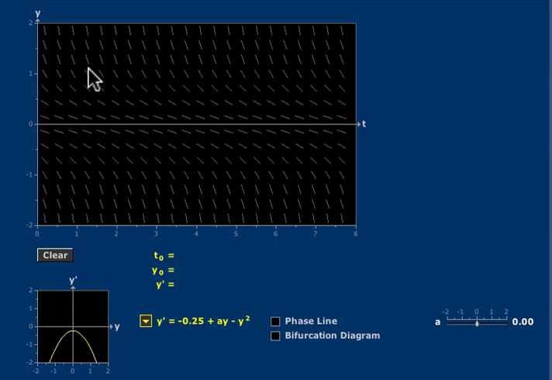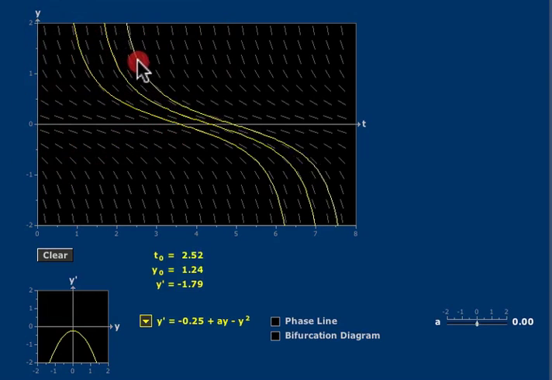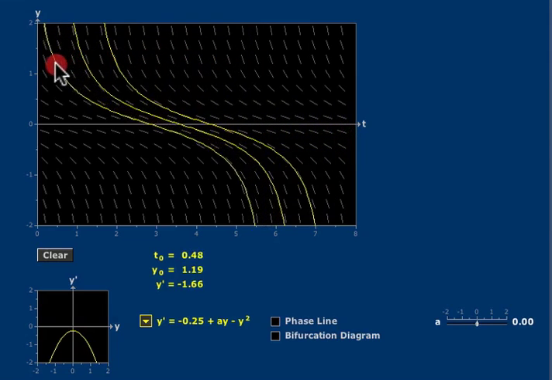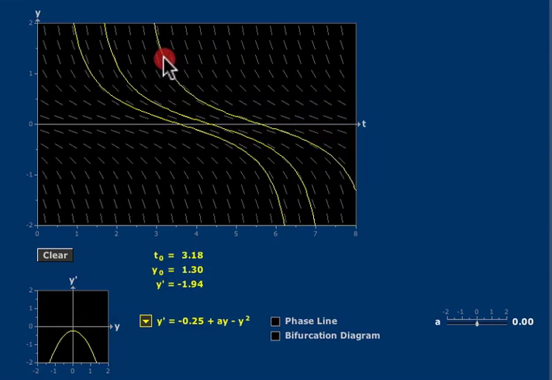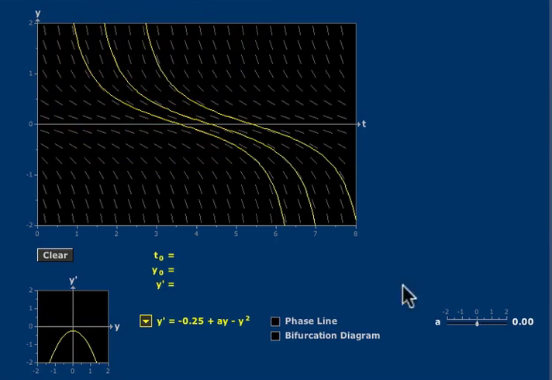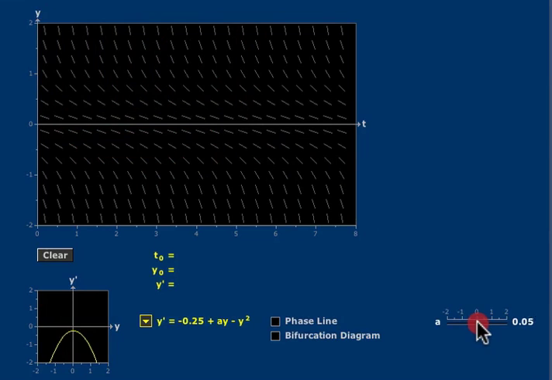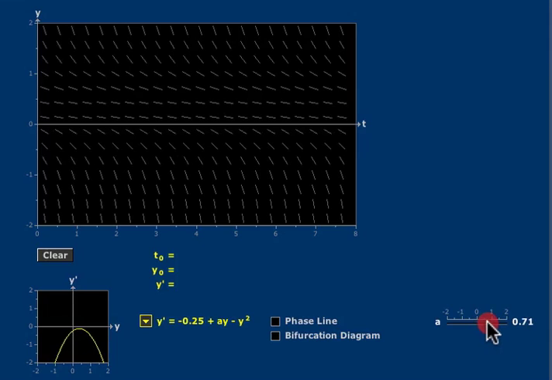We can draw some solution curves by clicking on this window. You'll notice that any horizontal translate of a solution is another solution to this differential equation. This is another consequence of the fact that it's an autonomous differential equation. We can increase the value of A using this slider. And when I do, notice the change in the direction field. It starts to flatten out, especially in an area just above the t-axis.